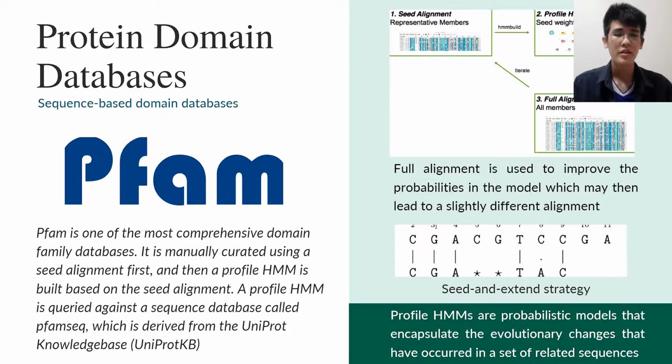Then they use a profile hidden Markov model, which is built based on the seed alignment. Profile hidden Markov models are probabilistic models that encapsulate the evolutionary changes that have occurred in a set of related sequences.